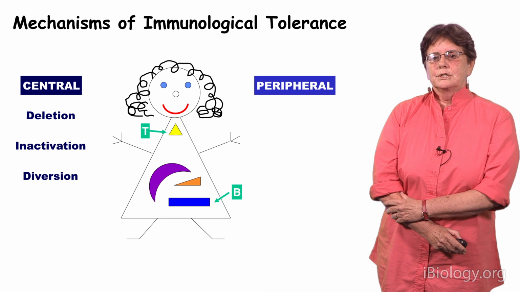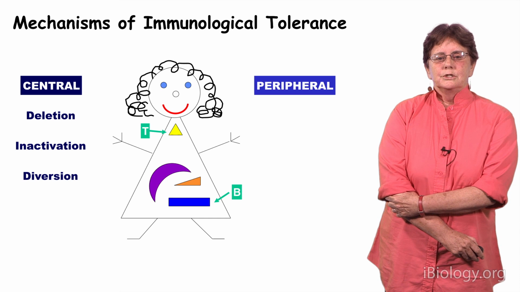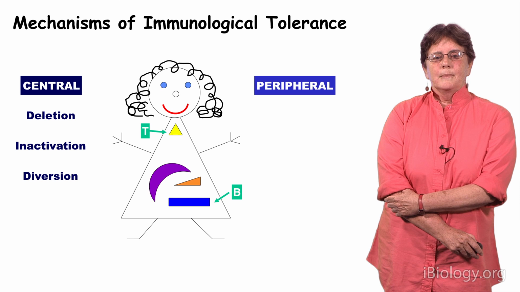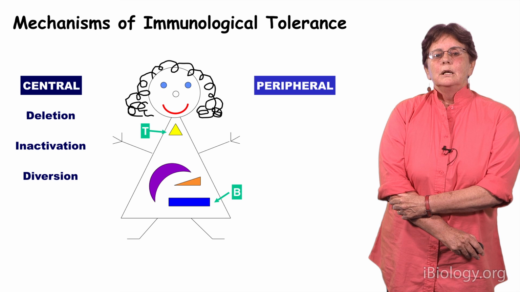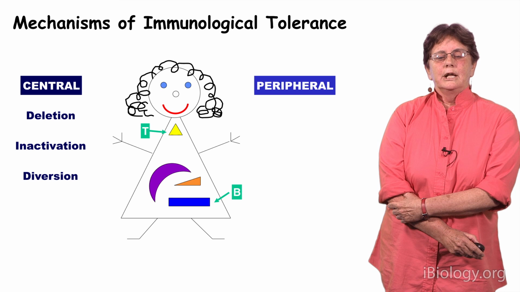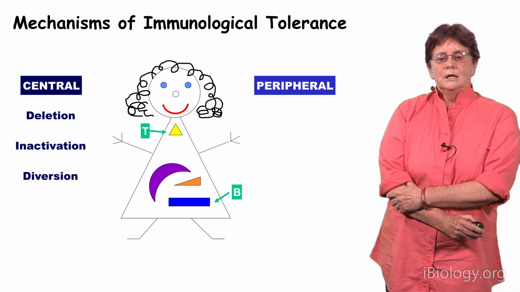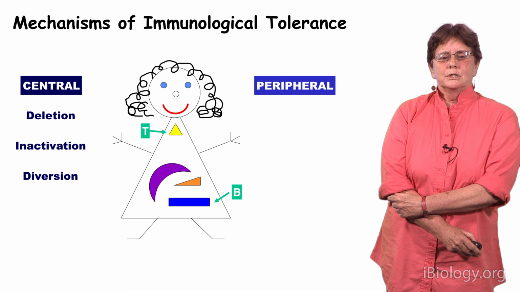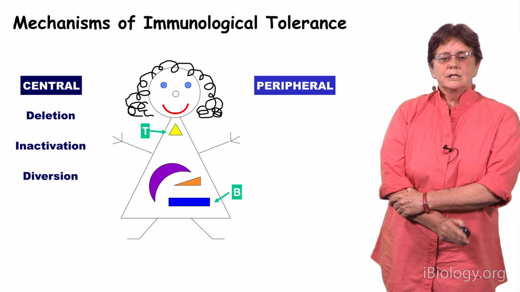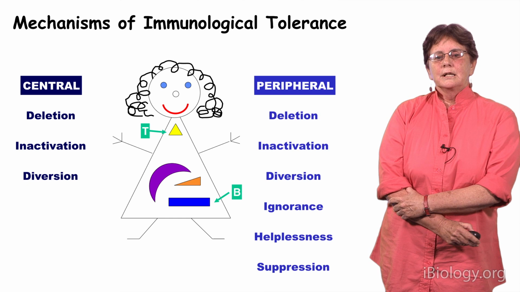Now, the major mechanisms of central tolerance are first clonal deletion, which is physical removal of that particular T cell from the repertoire; clonal inactivation, where the T cell is there, but once it gets into the periphery, it's no longer able to make a response. And then clonal diversion: the T cell is there and it can respond, but during its differentiation, it gave up its identity as an effector T cell, which is the kind of cell which actually does the damage, and has taken on the mantle of another kind of cell, a regulatory cell. The mechanisms of peripheral tolerance are somewhat similar.